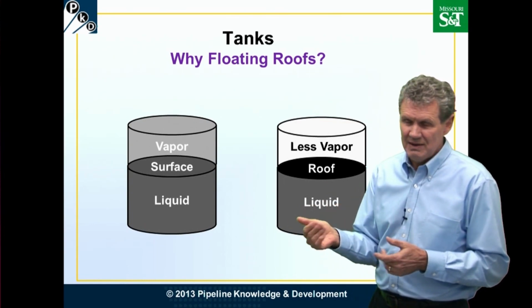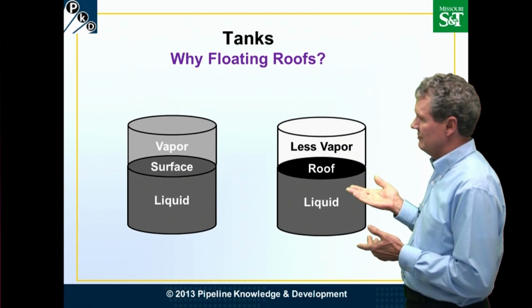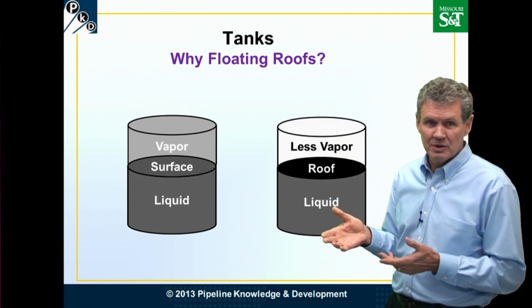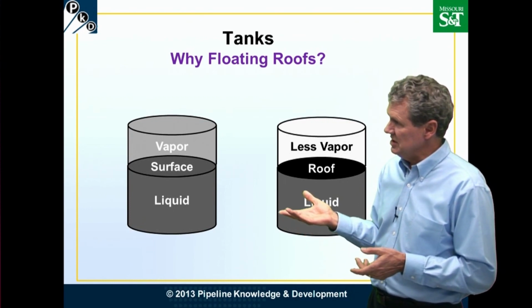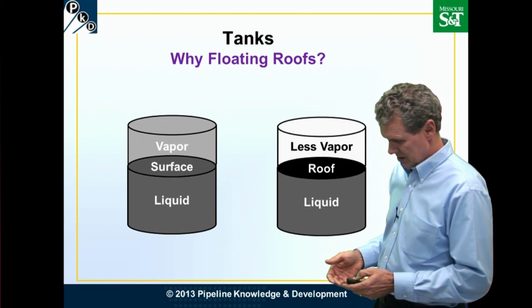It depends on the vapor pressure of the fluid, but very common to have a roof, and so it floats up and down, and above the roof there's no vapor, but there's less vapor than there would be if we didn't have a roof. So we have floating roofs on a lot of our atmospheric storage tanks.